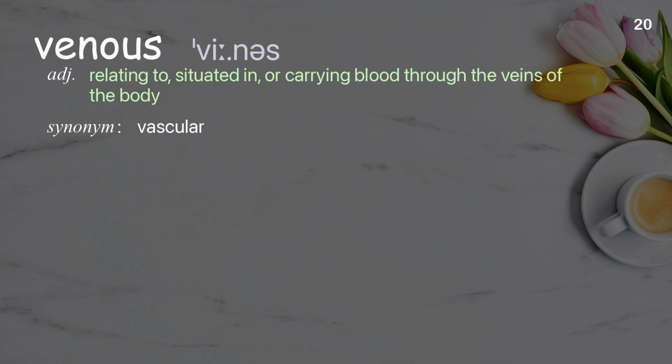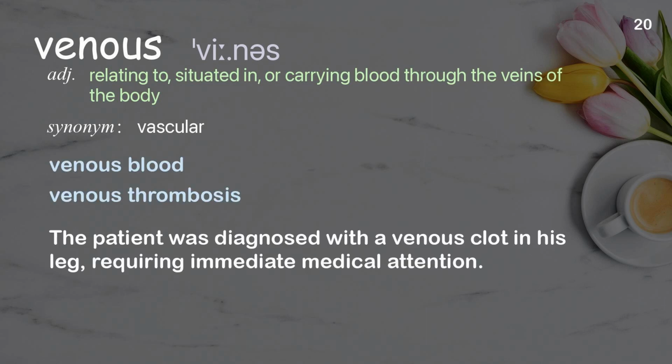Venous. Relating to, situated in, or carrying blood through the veins of the body. Examples: Venous blood. Venous thrombosis. The patient was diagnosed with a venous clot in his leg, requiring immediate medical attention.